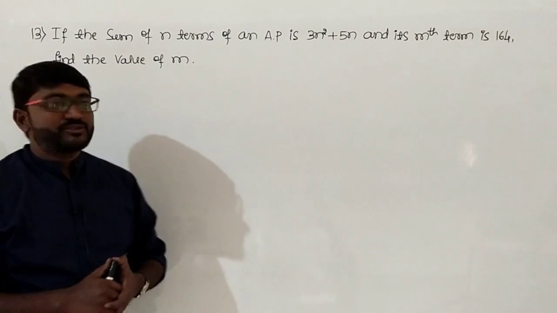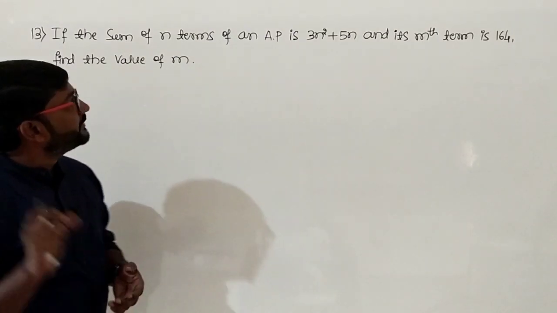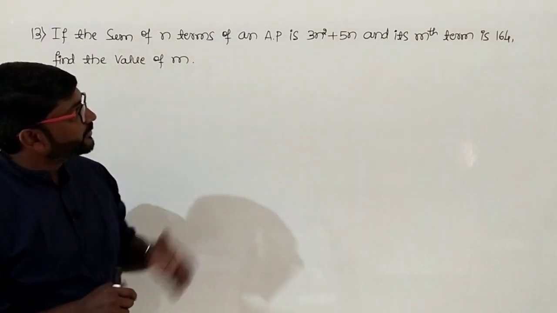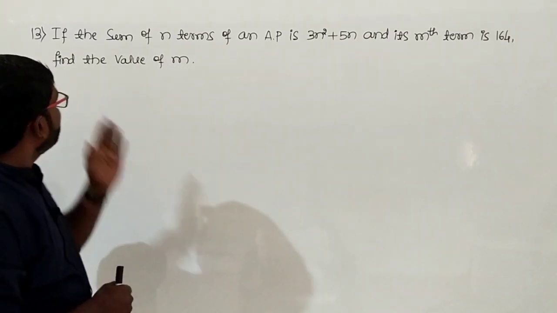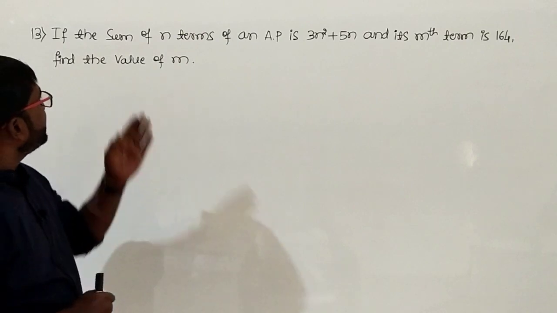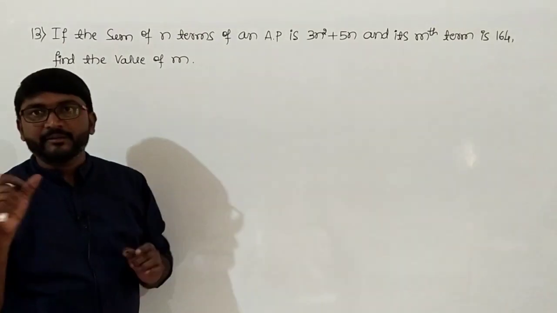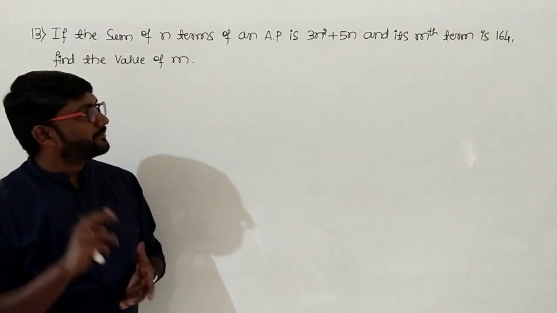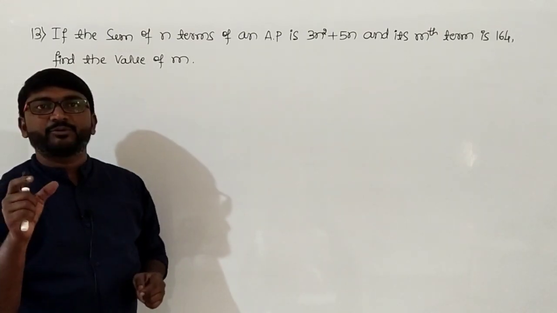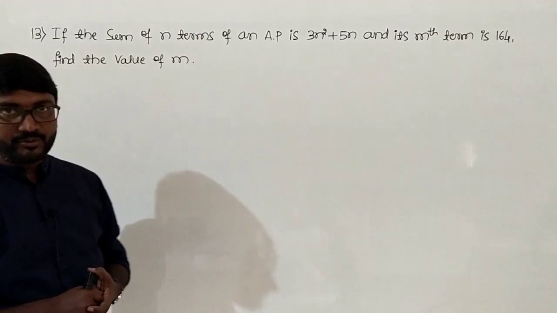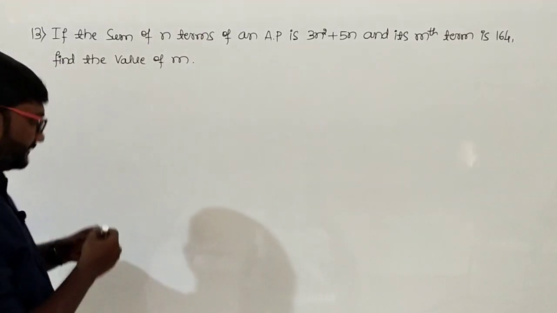Well, the 13th question it is: if the sum of n terms of an AP is 3n square plus 5n and its mth term is 164, find the value of m. So he has given the Sn of an arithmetic progression, it is 3n square plus 5n, and he says mth term is 164, that means am equal to 164. So we will have to find the value of m.